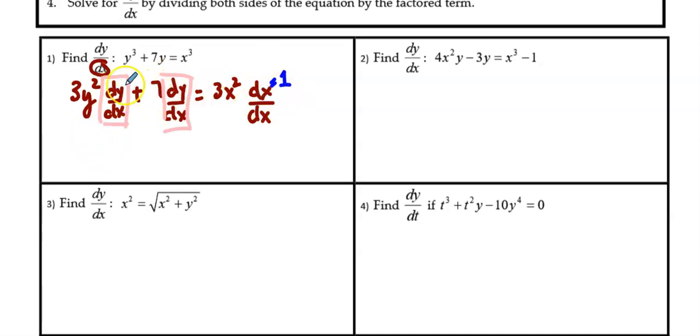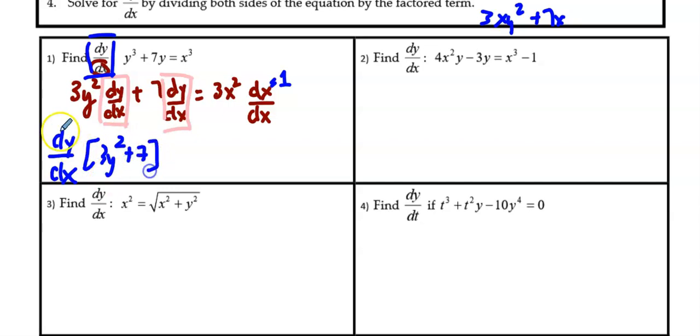So I need to get dy dx by itself. That's what I'm solving for, right? I'm trying to find dy dx. So if I gave you something like 3xy squared plus 7x, and I wanted you to solve for x, you would undistribute the x, right? You would take the x out. So that's exactly what you do here. You're going to undistribute the dy dx, and you're going to be left with 3y squared plus 7.